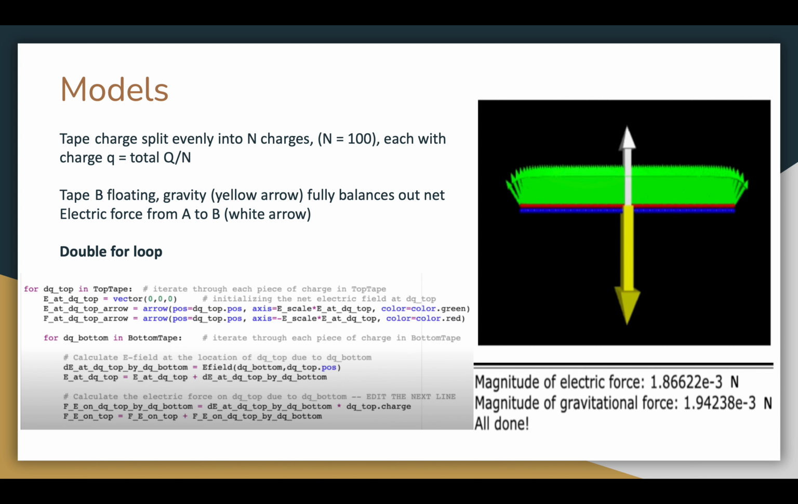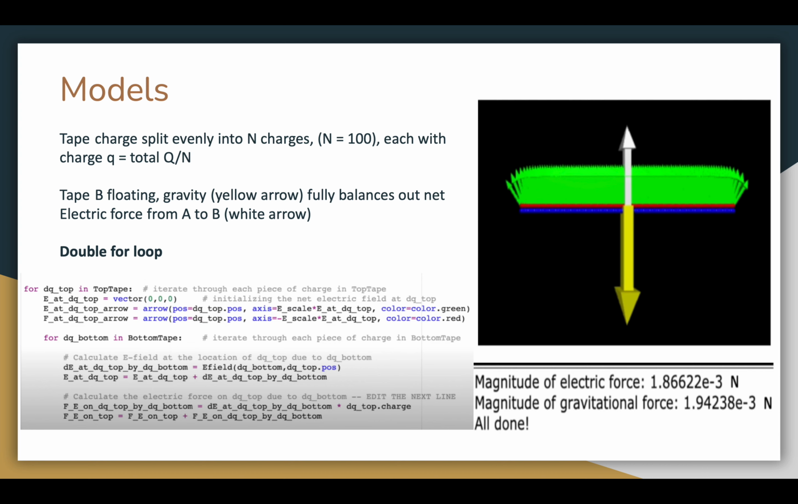In my code, I set n equal to 100, where n is the number of point charges I split each tape into. The reason for choosing such a large number was to obtain as accurate a numerical value as I could. Larger n means more accurate data, as we are effectively taking the integral of the given function more precisely. The green arrows shown in the diagram are the net electric fields for each point charge in the tape.